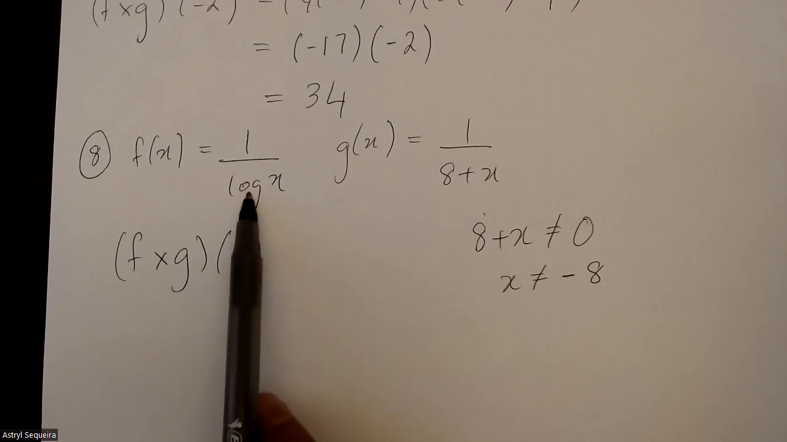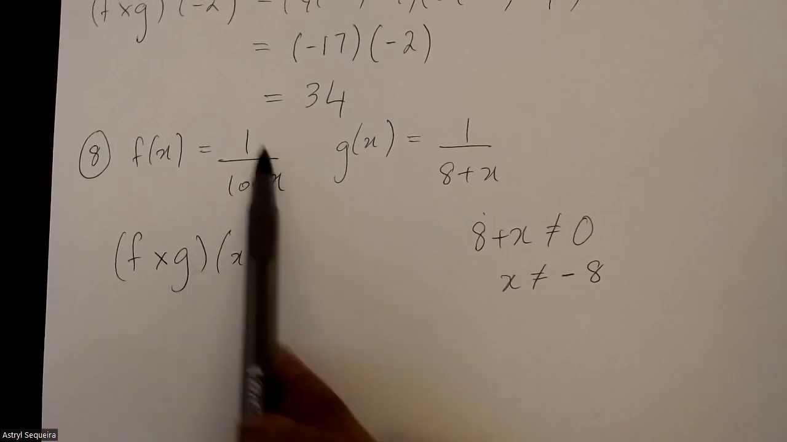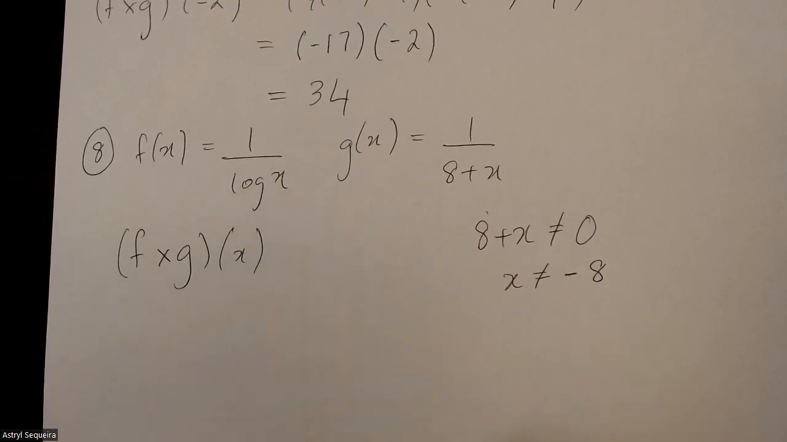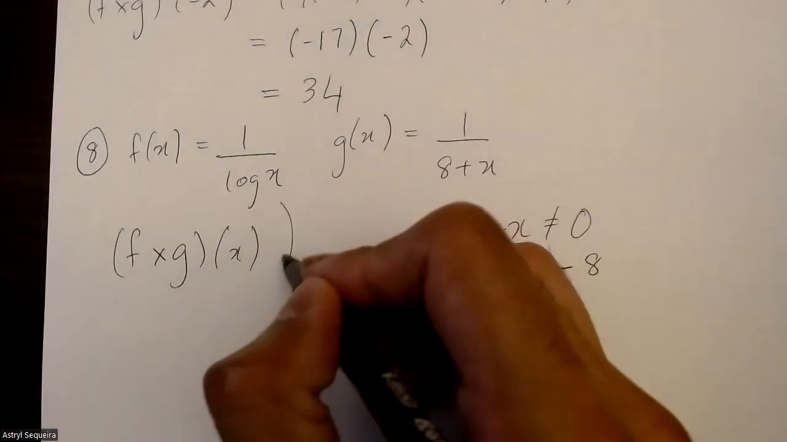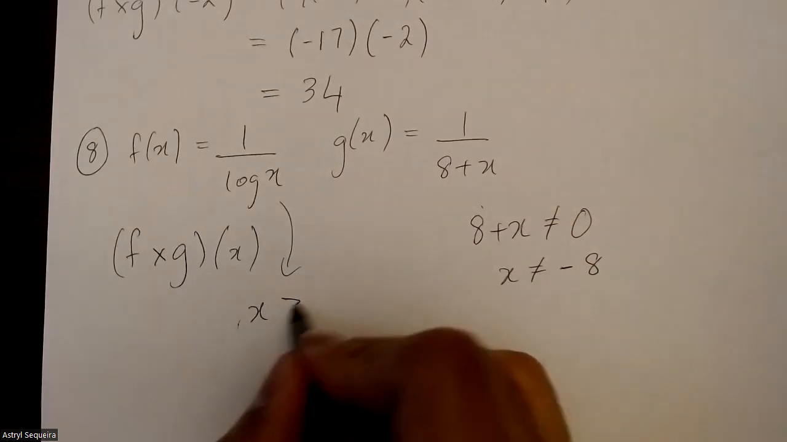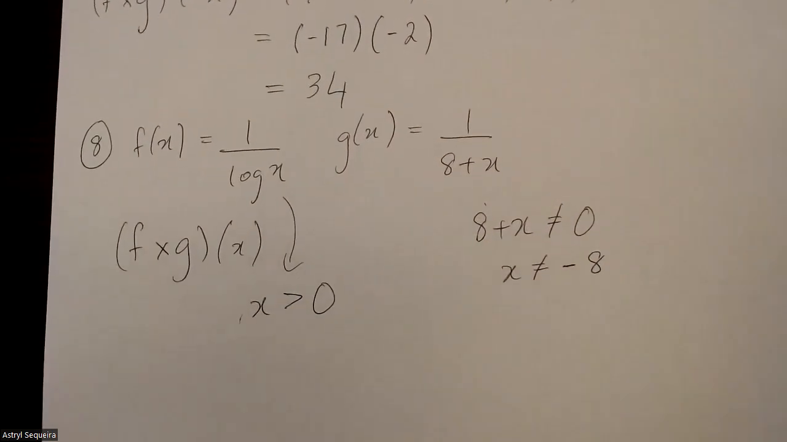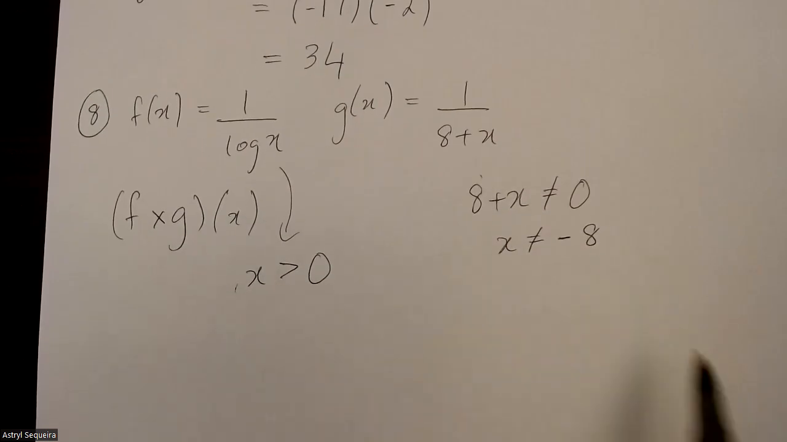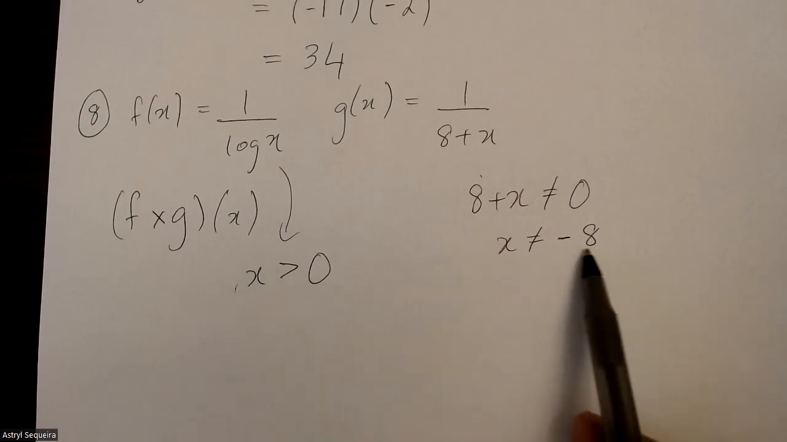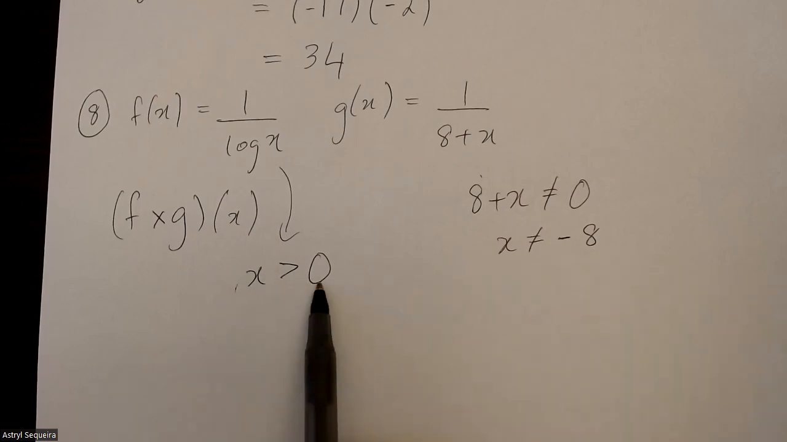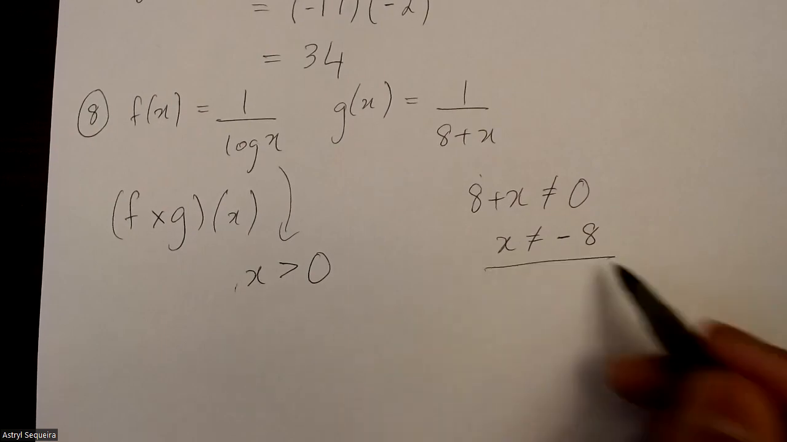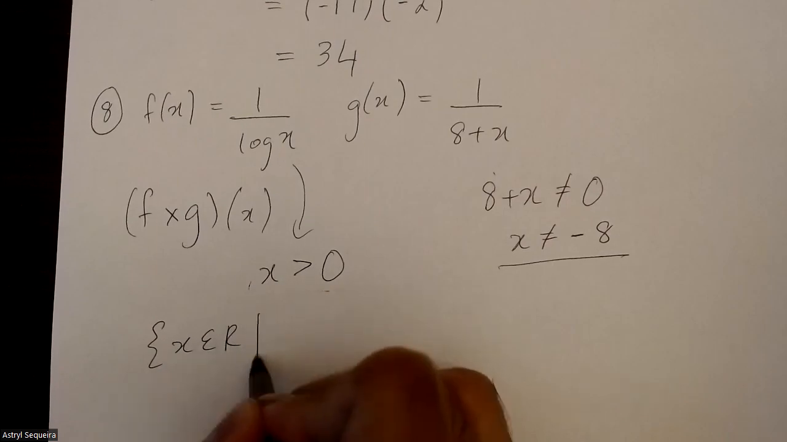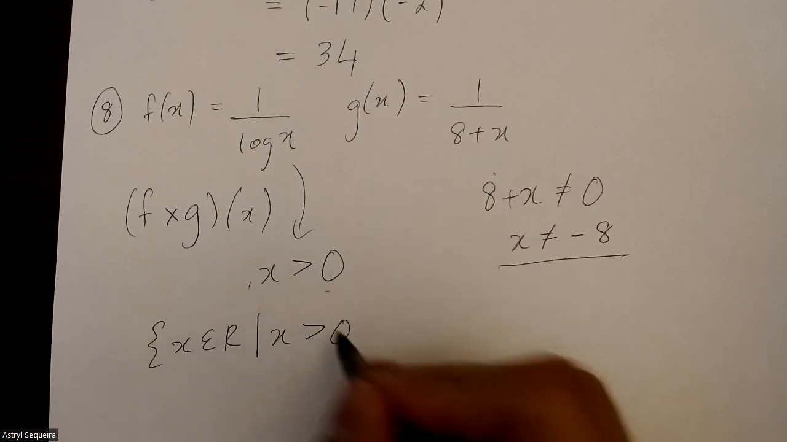Now for a log function, and it doesn't matter whether it's in the numerator or denominator, whatever's inside the log has to be greater than 0. So my domain for this function is just x is greater than 0. So now I want to combine these two over here. If I think about it, negative 8 is not greater than 0. So it doesn't matter. I don't need to even include this because it's already included here. So my domain is just all real numbers such that x is greater than 0.